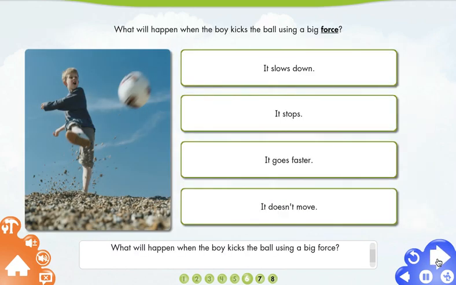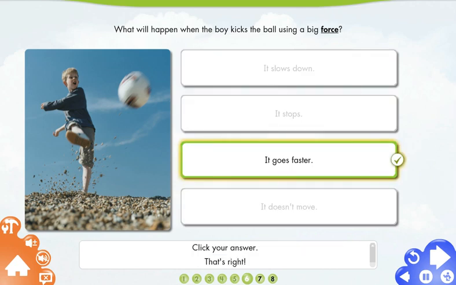What will happen when the boy kicks the ball using a big force? Click your answer. That's right. The amount of force determines the speed of an object. With great force, the speed will be fast.